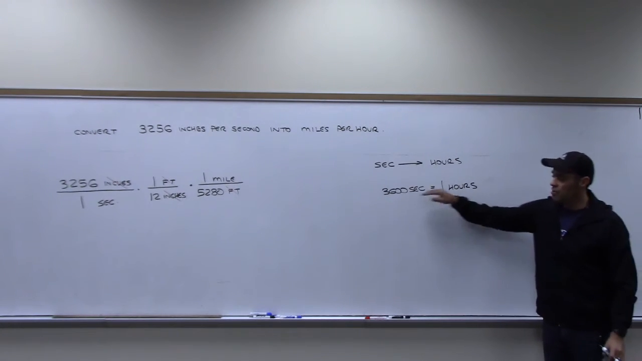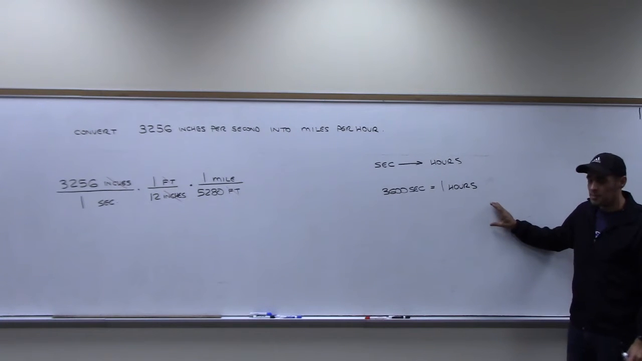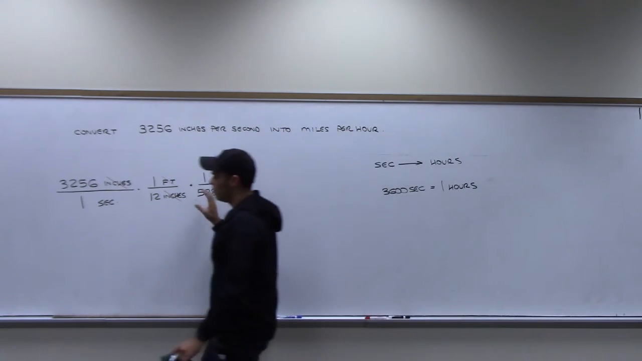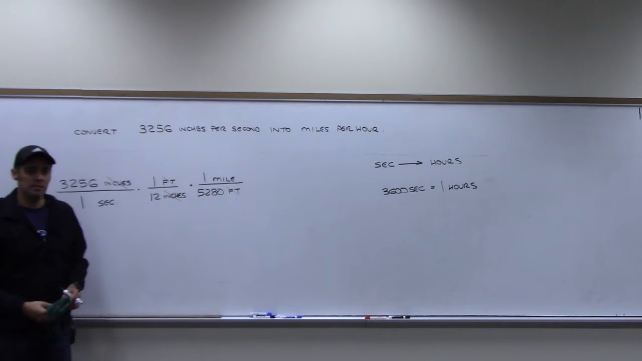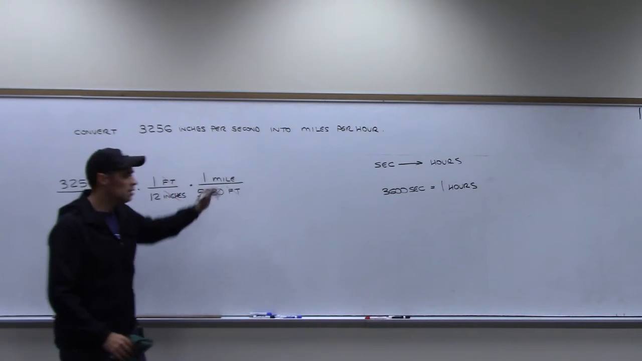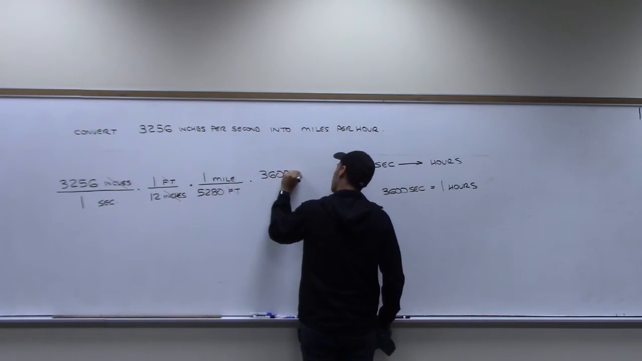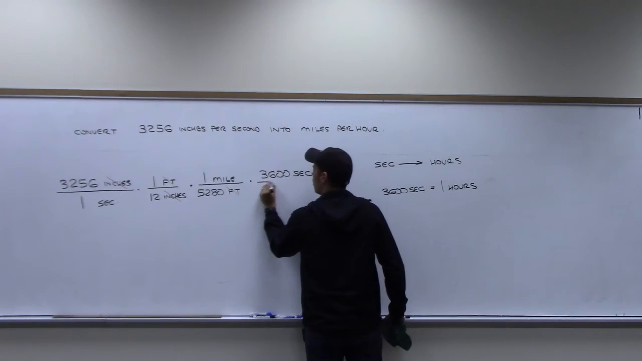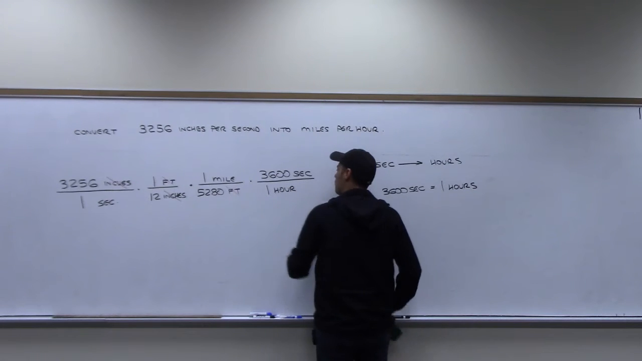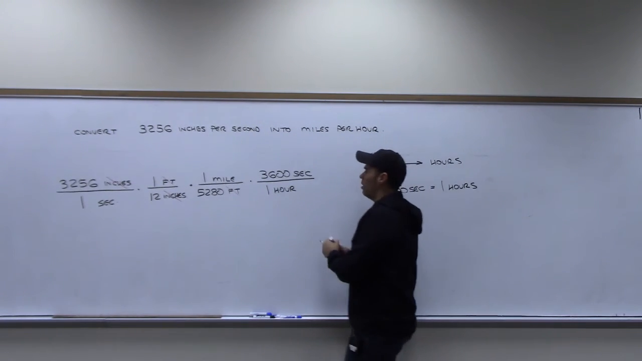When I choose, I get to choose two different fractions, right? Seconds on top, hours on bottom, or hours on top, seconds on the bottom. Which one am I going to use over here? Seconds on top, right? Because I have seconds on the bottom here. I want seconds on top so I can cancel those. So I'm going to put 3,600 seconds over 1 hour. And now your seconds are gone.